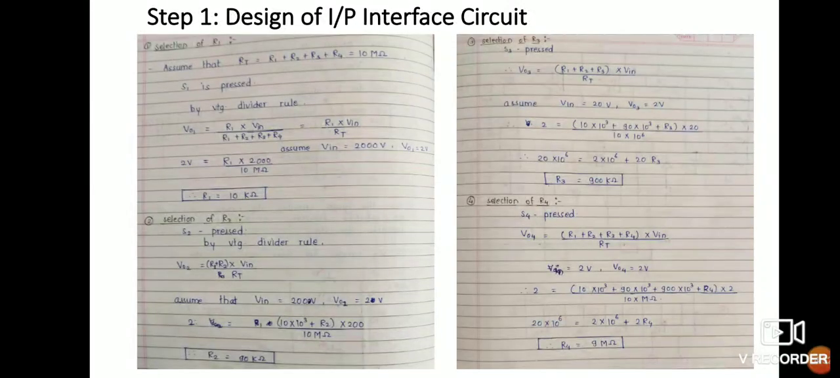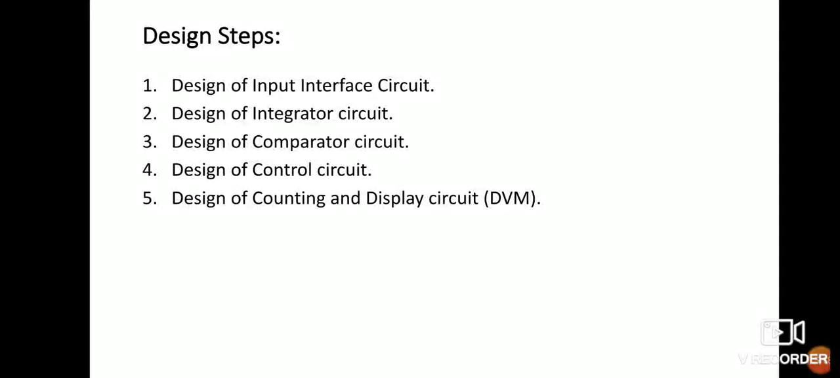And finally, the selection of R4. V0 is equal to Vin into the sum of all resistors divided by RT, so RT will get cancelled. Vin is 2 volt. Then the value of R4 we can find out, and R4 is 9 mega ohm. In this way, once we find all those resistors, we complete the design of the attenuator circuit, which is also named the input interface circuit.